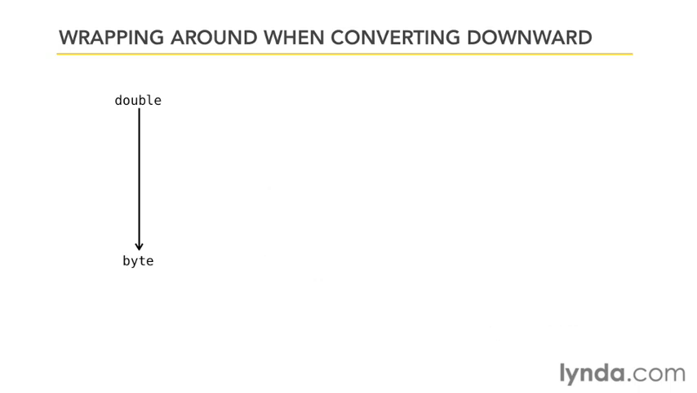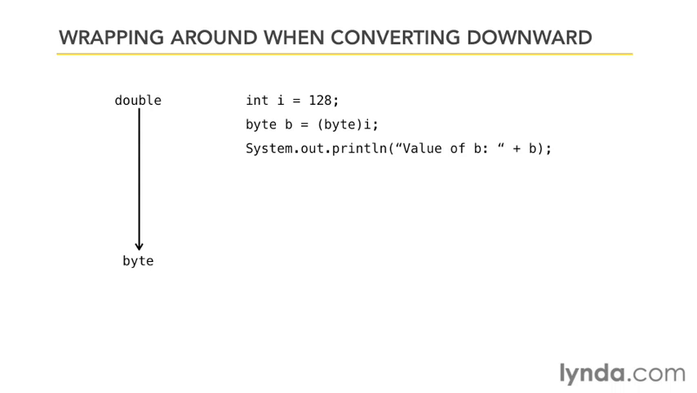Well, the ranges of integers and bytes are very different. Integers can handle values in the 2 millions, both positive and negative, whereas bytes can only handle values from negative 128 to positive 127. So what happens if you start off with an integer, say of 128, that exceeds the range of the byte, and then you explicitly tell Java, I want to turn this into a byte? What is it going to do?